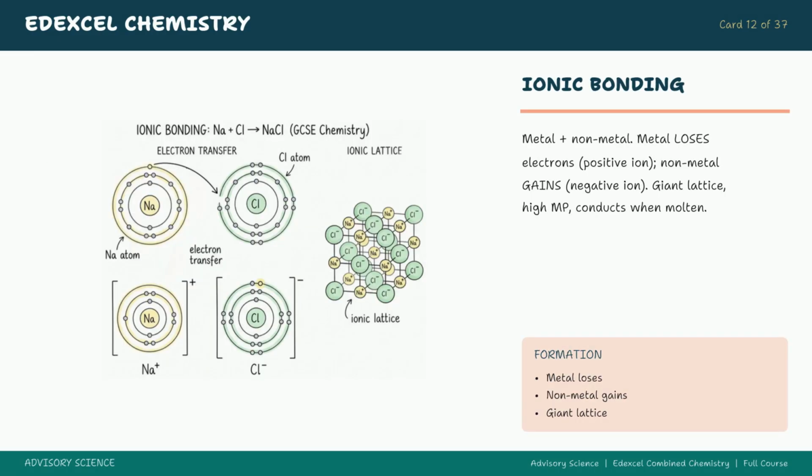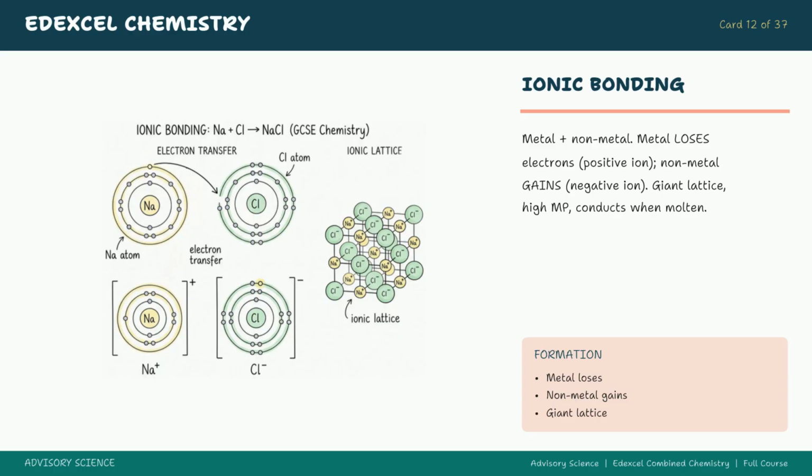Ionic bonding. Ionic bonds form between a metal and a non-metal. The metal loses electrons to become a positive ion, and the non-metal gains those electrons to become a negative ion. The two oppositely charged ions then attract in a giant ionic lattice.